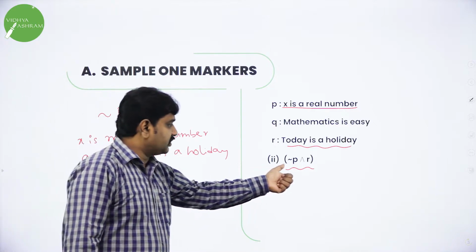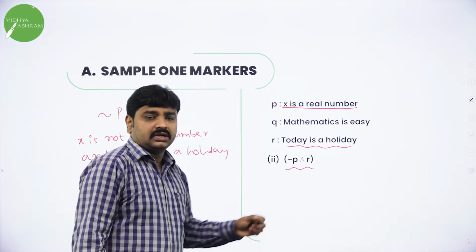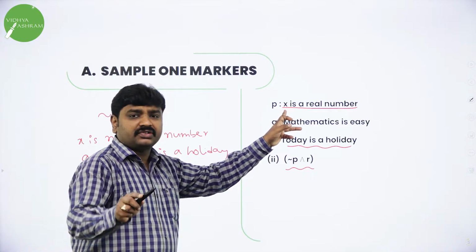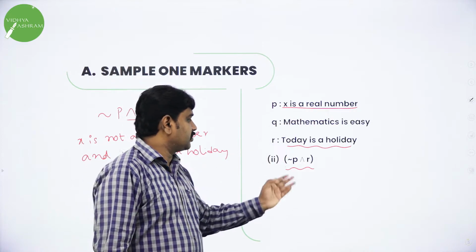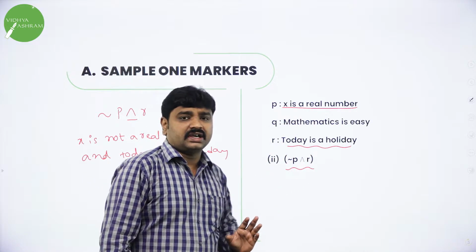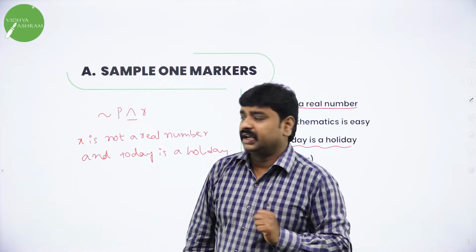So how to read this? Negation P and R. Negation P means not P. P is X is a real number. Not P is X is not a real number. X is not a real number and R, today is a holiday. X is not a real number and today is a holiday.